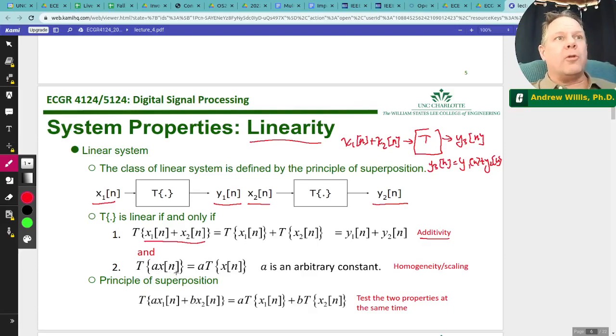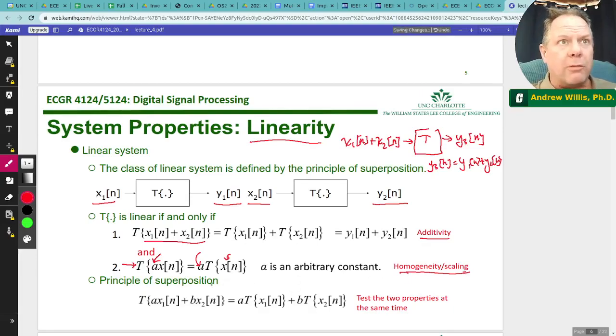And so the homogeneity or scaling property means that if I take the signal x and scale it by some factor a, and put that into the system, it's equivalent to taking x, putting it into the system, getting an output, and then multiplying the output by a. That's the second property for linearity, which is the scaling property.